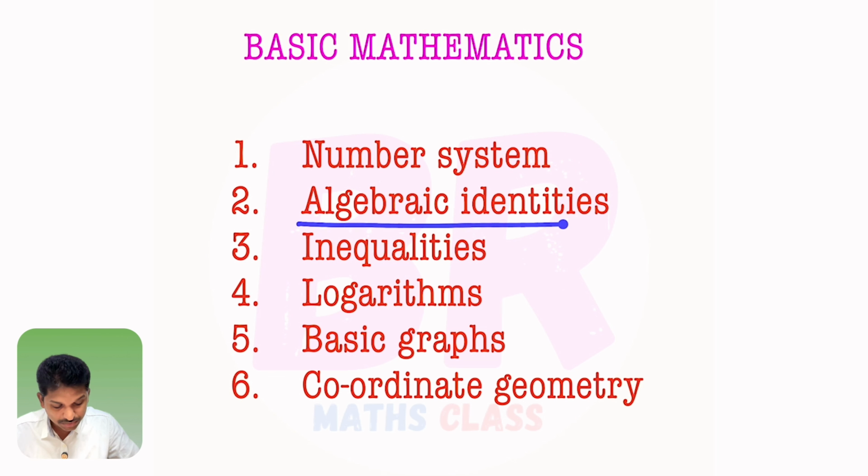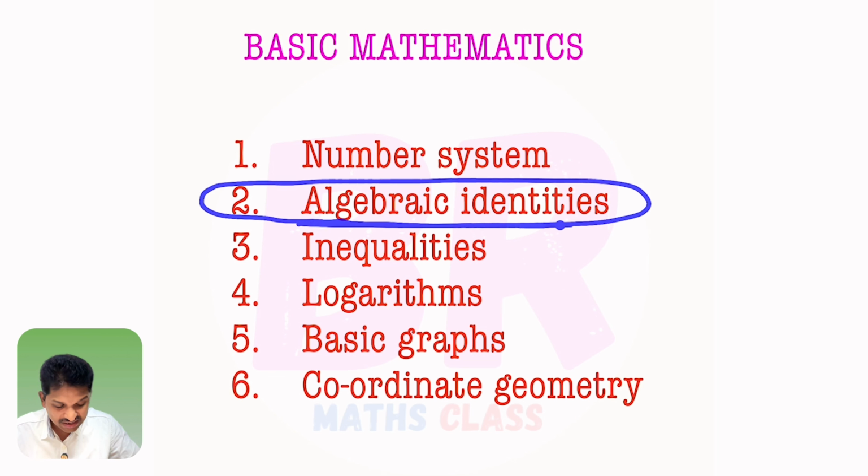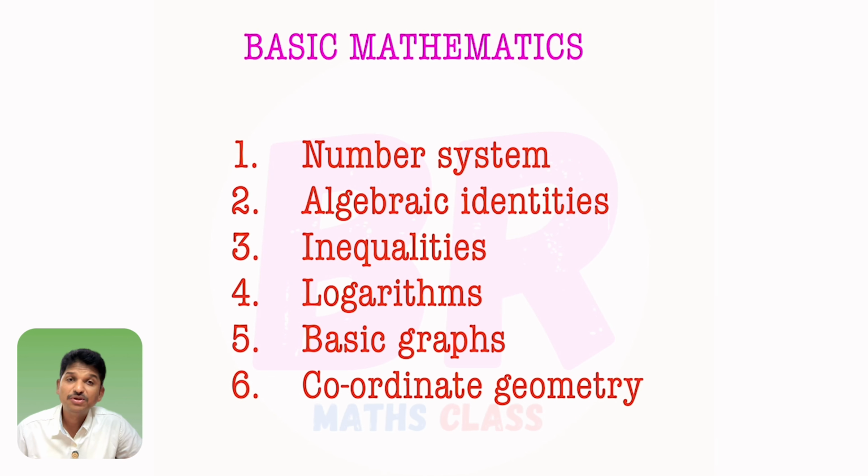Next one is algebraic identities. This is very interesting actually. When you do Olympiad mathematics, you will see many interesting questions on algebraic identities, right? a cube plus b cube, a plus b whole cube, a square minus b square, a cube minus b cube, like so many identities are there. We'll discuss all those algebraic identities and we'll do practice problems also related to algebraic identities.